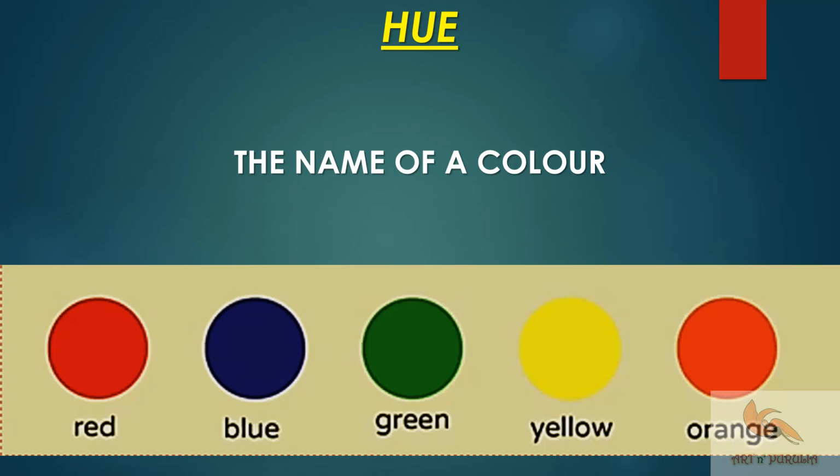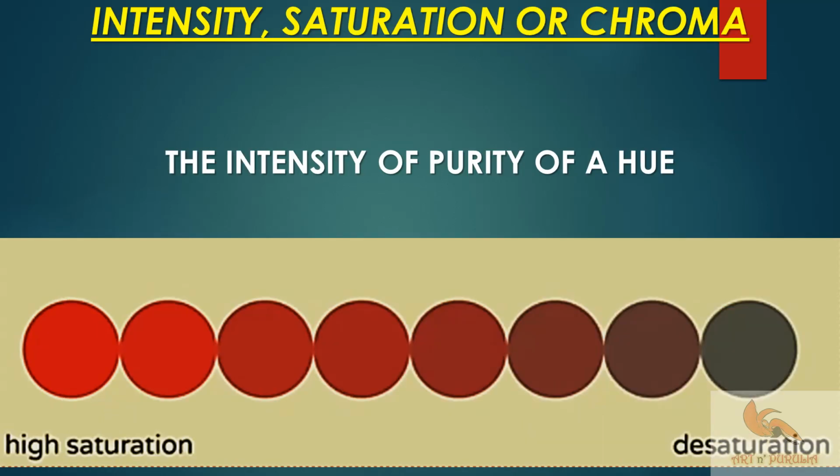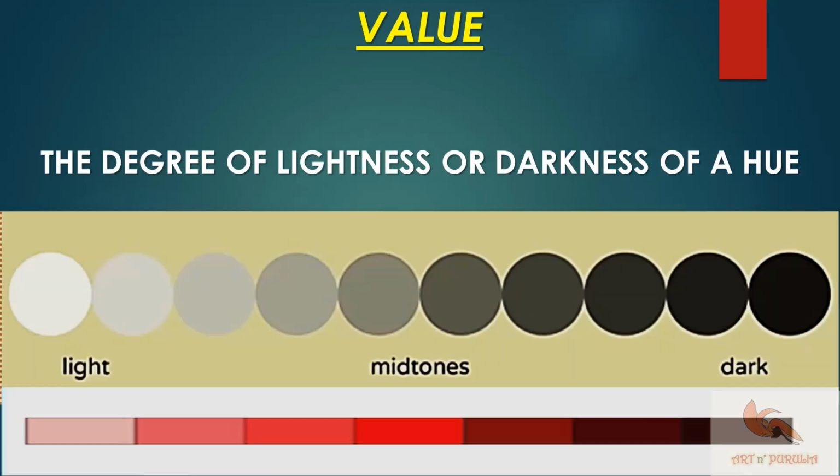Now let's understand some basic concepts of color. Hue is the basic name of a color, like red, orange, blue. Intensity, saturation or chroma are all the same thing. They mean the intensity or purity of a color or hue. Whereas value is the degree of lightness or darkness of a color. It's not the same as intensity.